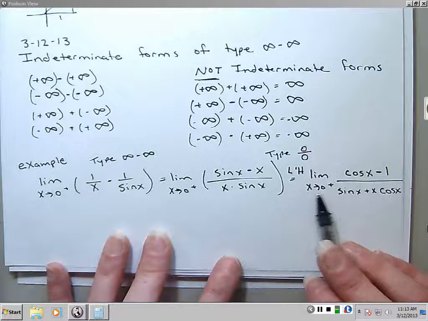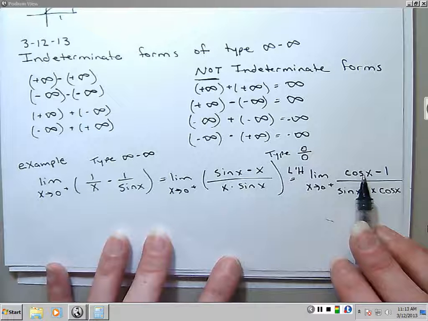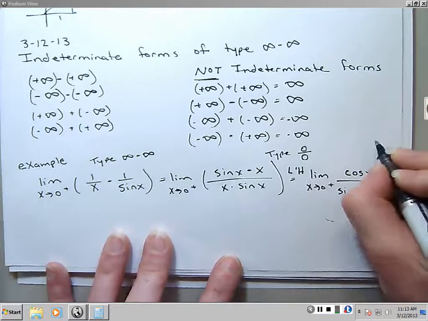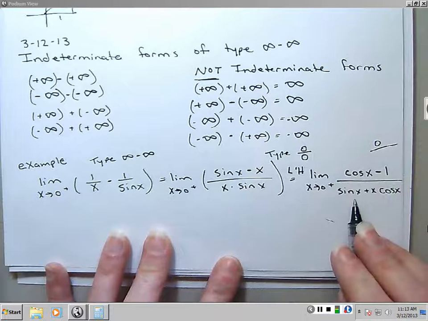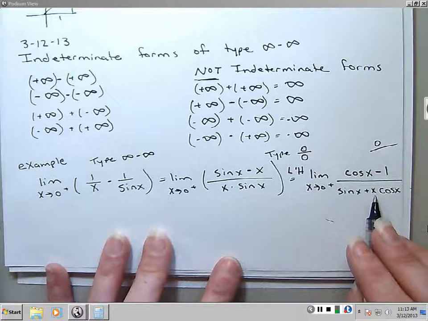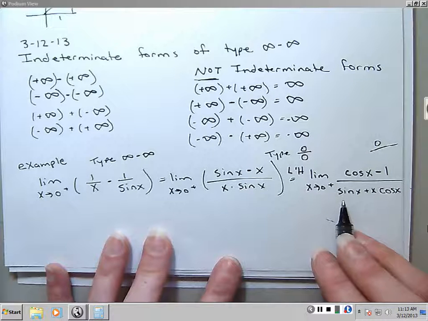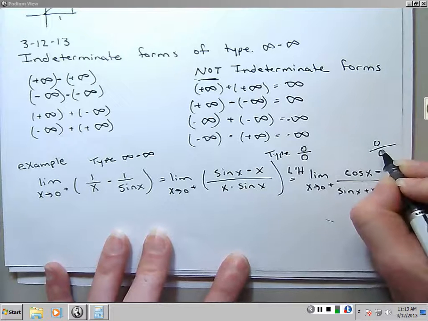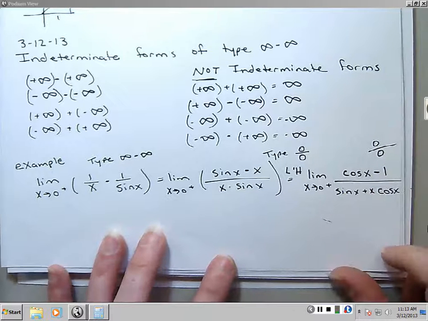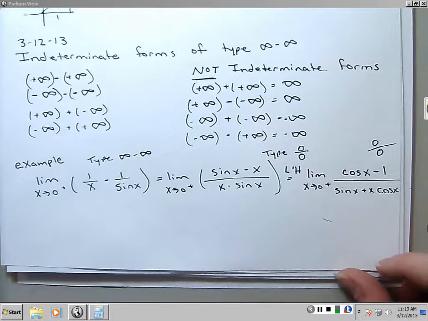As x goes to 0, cosine of 0 is 1. So I have 1 minus 1, which is 0, over sine of 0 plus 0 times 1. So 0 plus 0, which is 0. So this is still 0 over 0. So I need to apply L'Hopital's rule again.